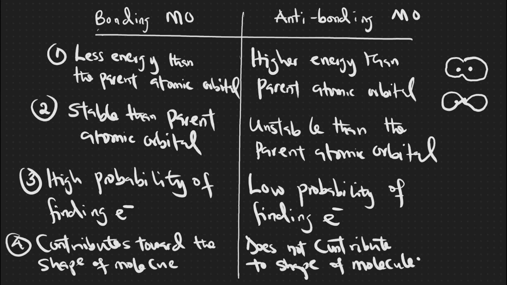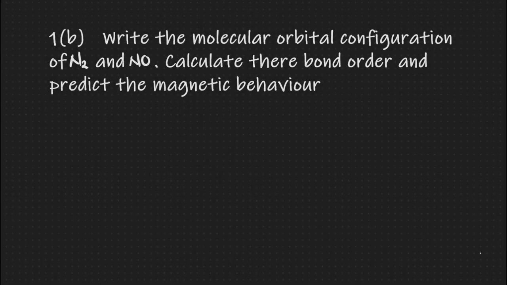So let's go to the next question. Alright, the second part of the first question, question 1b, says write the molecular orbital configuration of nitrogen molecule and nitric oxide, calculate their bond order, and predict the magnetic behavior. So this question is the application of number 1a.